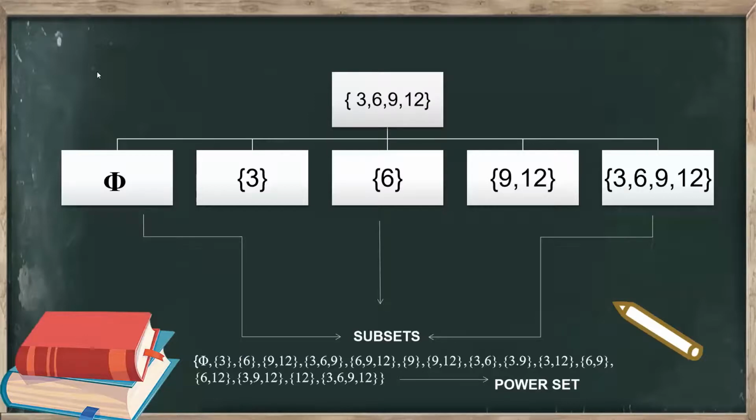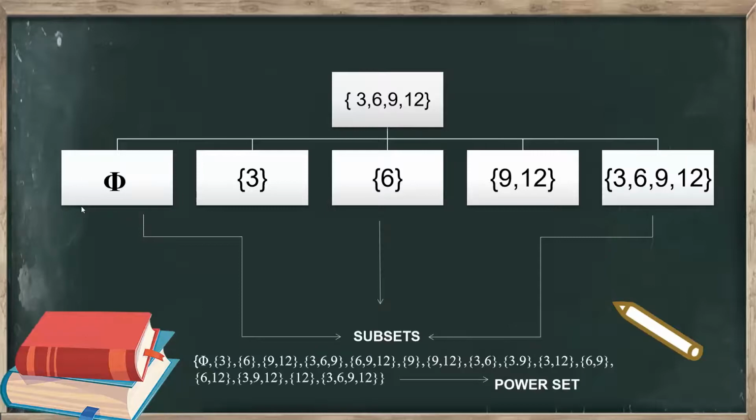Likewise, a full set, 3, 6, 9, 12, is also a subset of the set Y, because as per the definition, a subset means every element of a set should be there in another set. Then only it can be a subset. So every element of this set is also there in this one. So this is also a subset.